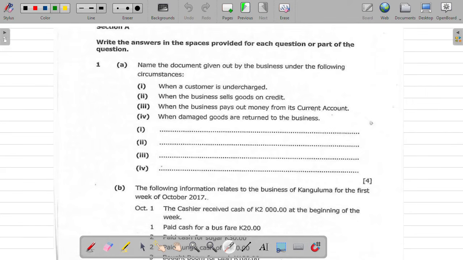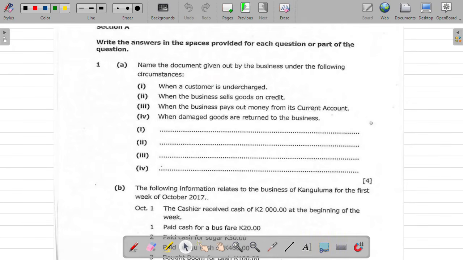Right, so the first question is, write the answers in the spaces provided for each question or part of the question. And the first question, A, reads: name the document given out by the business under the following circumstances. If you're going to have a business, this is going to happen to you, and you have to know the documents to issue. So the first one is, when a customer is undercharged, what kind of document are you going to prepare?